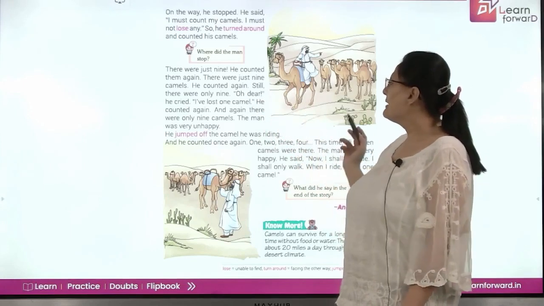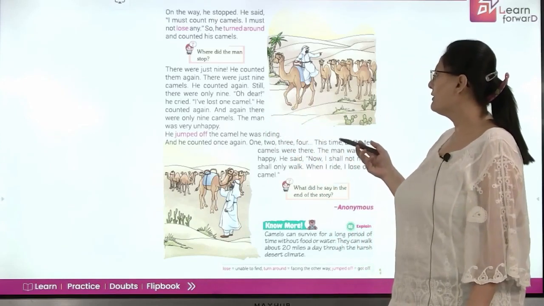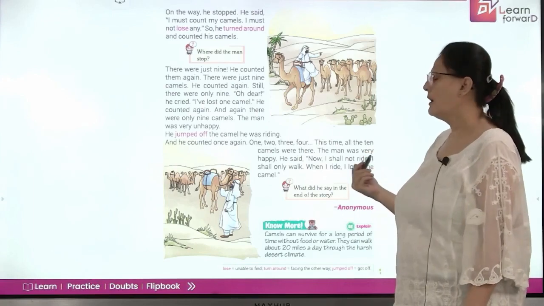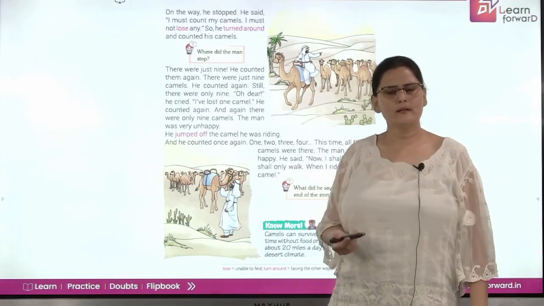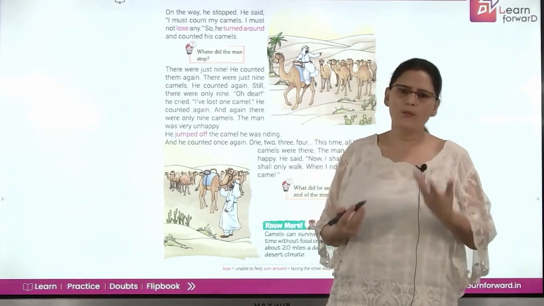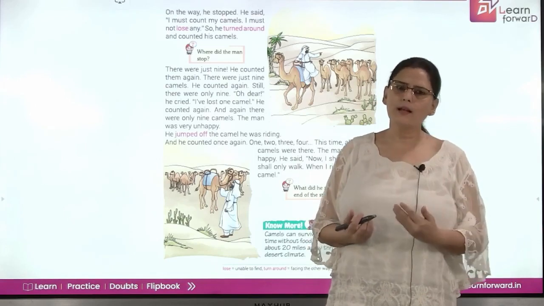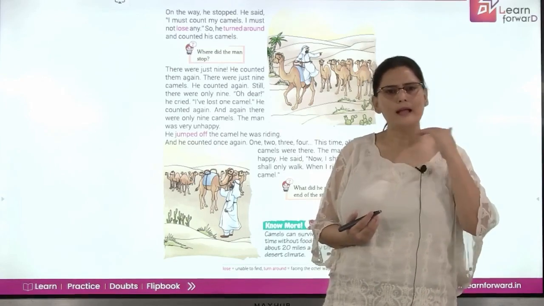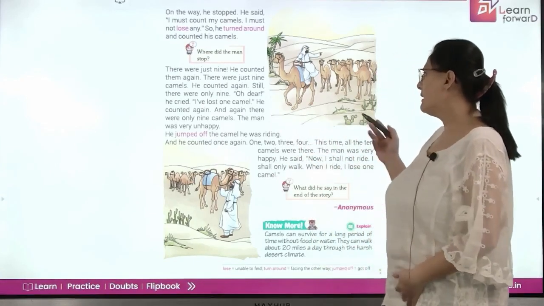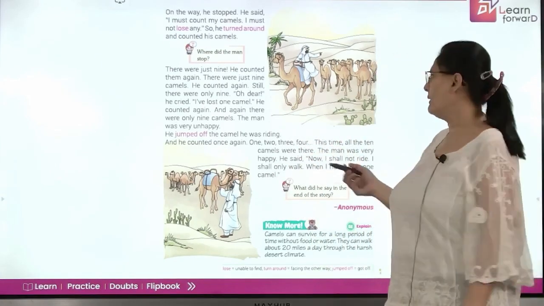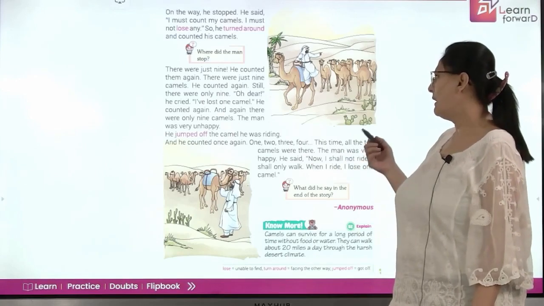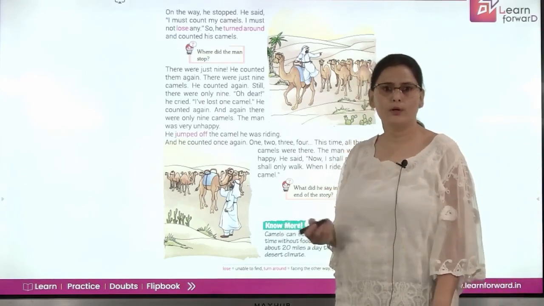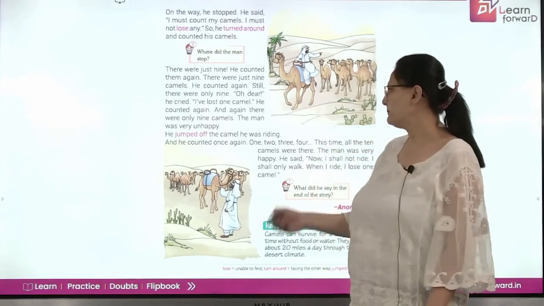There were just 9. He counted them again. There were just 9 camels. He counted again. Still there were only 9. He counted it once again and it was 9 in number. Oh dear, he cried, I have lost one camel. He counted again and again there were only 9 camels. Now the man was really unhappy because one camel was missing.